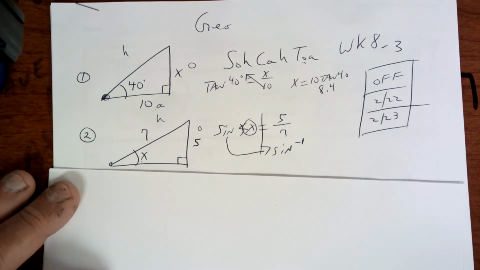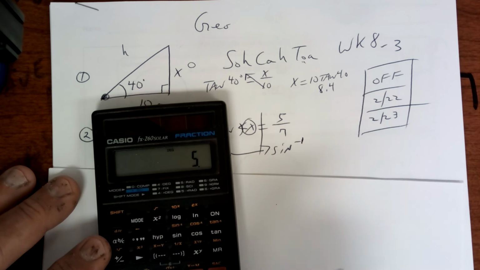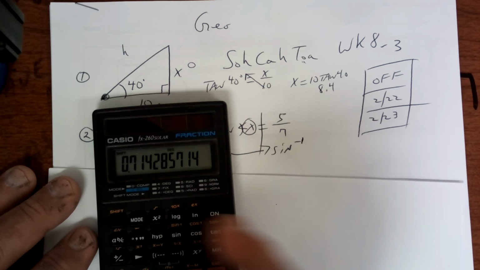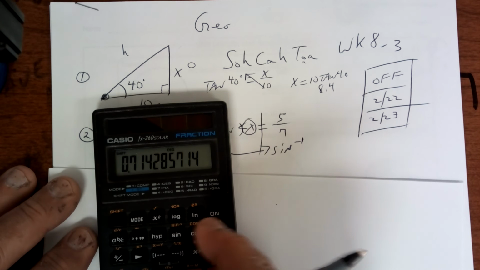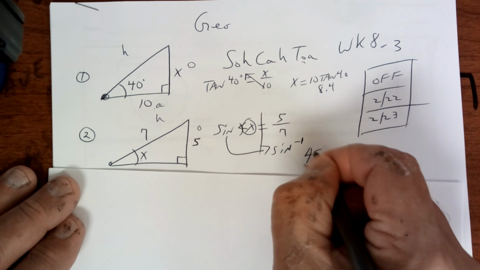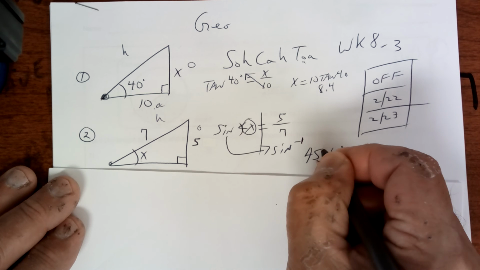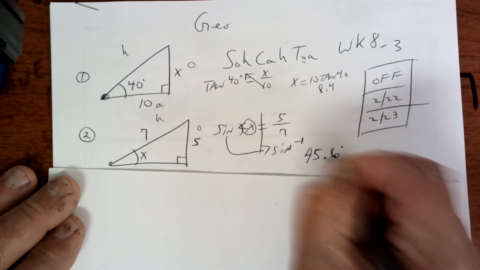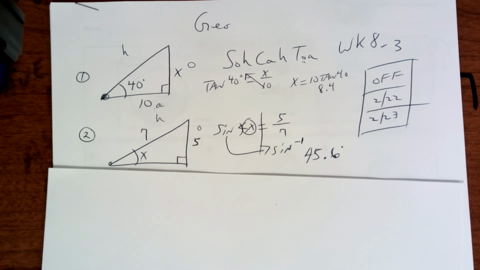So you're going to take 5 divided by 7, press equals, and then hit shift, and then press sine, and when you do, I get 45.6 degrees. And that is a review of trigonometry. Make sure you know it. Okay, some of you just have to retest.